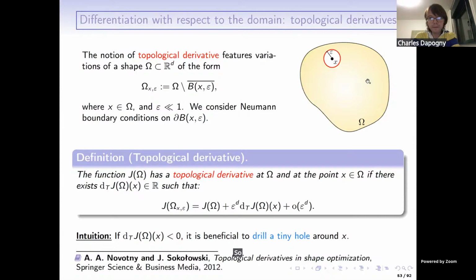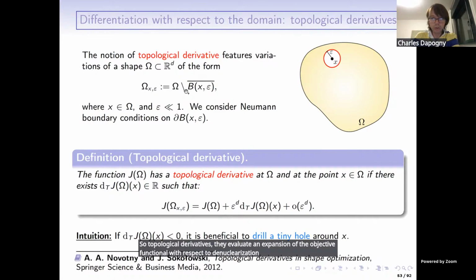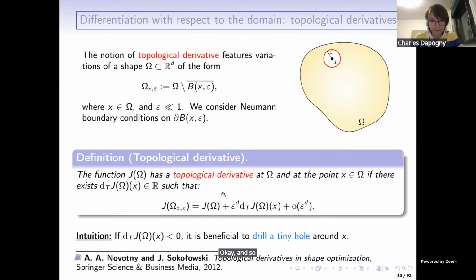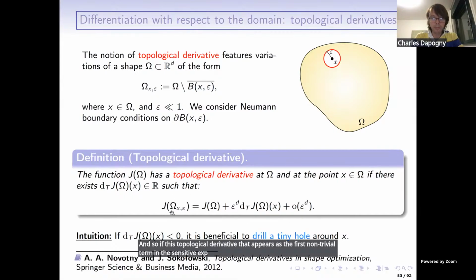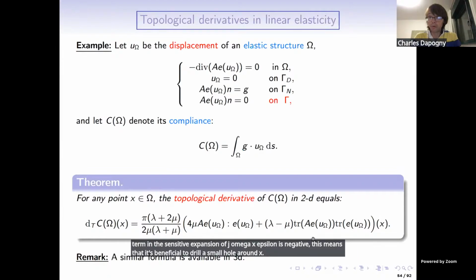So topological derivatives evaluate an expansion of the objective functional with respect to the nucleation of a small hole. We make perturbations of a shape omega of the form omega minus a small ball around x of radius epsilon, where we remove a small ball from omega. And if this topological derivative, which appears as the first non-trivial term in the asymptotic expansion of J of omega minus the ball, is negative, this means that it's beneficial to drill a small hole around x. So we can calculate topological derivatives. Here is a formula for the topological derivative of the compliance in the elasticity context.